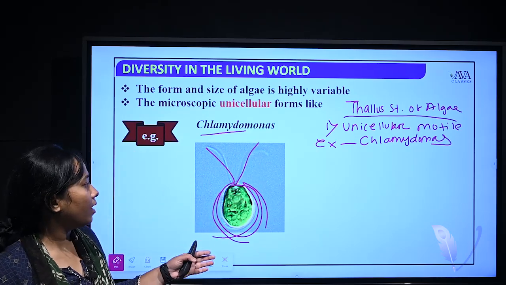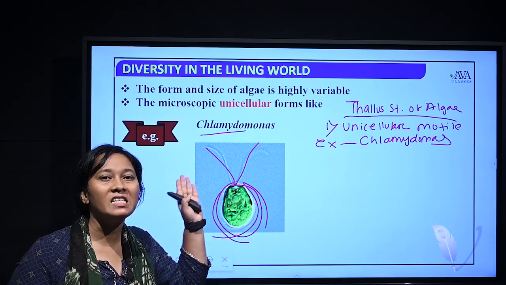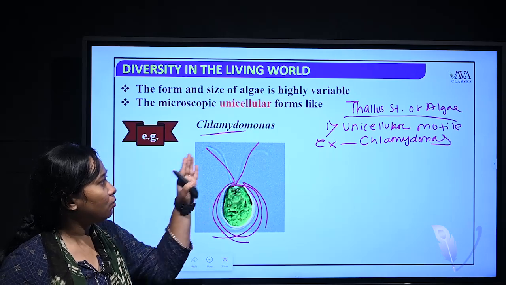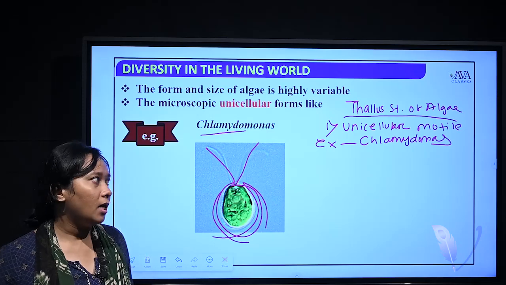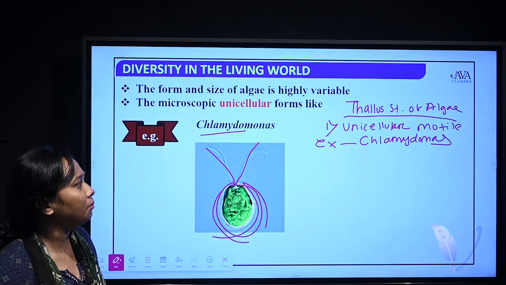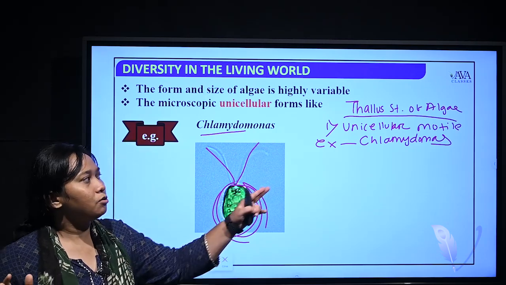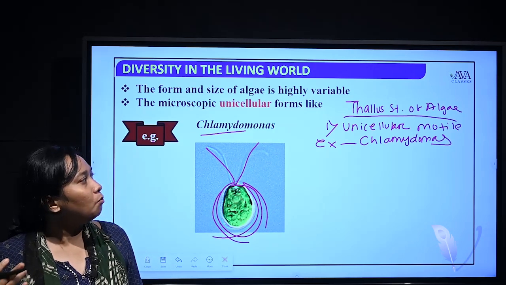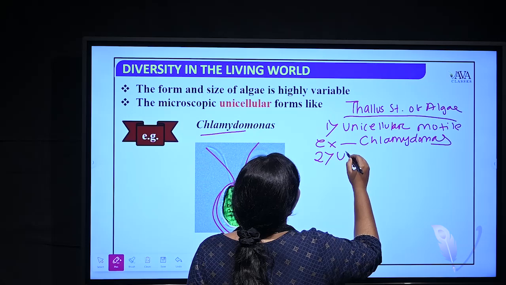So it is a unicellular algae, a single celled algae. Since they have the flagella, they can go from one place to another. So a good example, when you look at the thallus structure of algae, you will see a variety of algae. Among them, one is unicellular motile, Chlamydomonas.